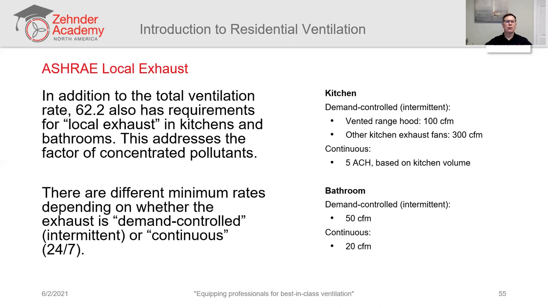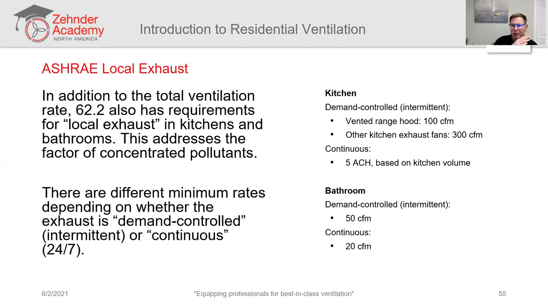Then ASHRAE also, in addition to the total ventilation rate, addresses local exhaust. Again, local exhaust is de-stinkifying or dehumidifying particularly polluted areas like kitchens and baths. ASHRAE says in kitchens, if you're going to have demand controlled ventilation, in other words, a hood that you turn on, that vent hood needs to be 100 CFM. If you have other kitchen exhaust fans not right over the range hood, then that has to be able to be turned on at 300 CFM. So that's intermittent or demand controlled.